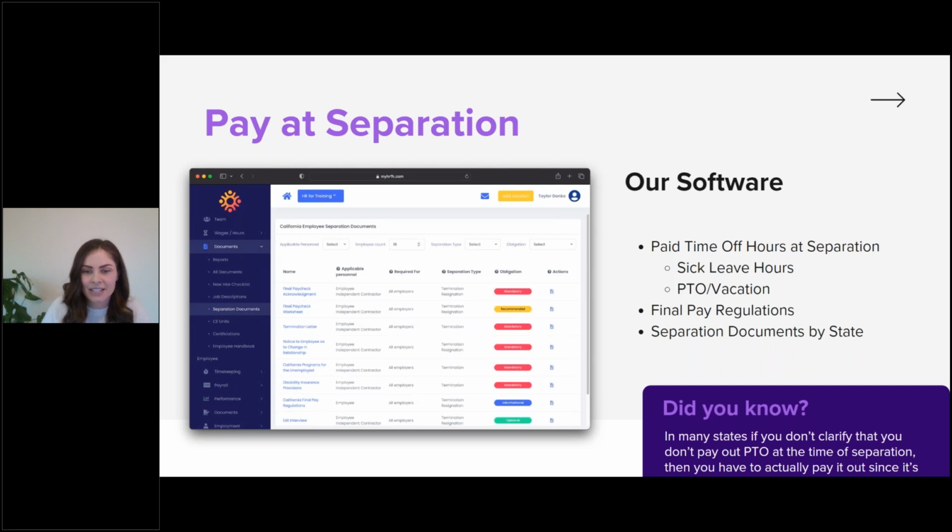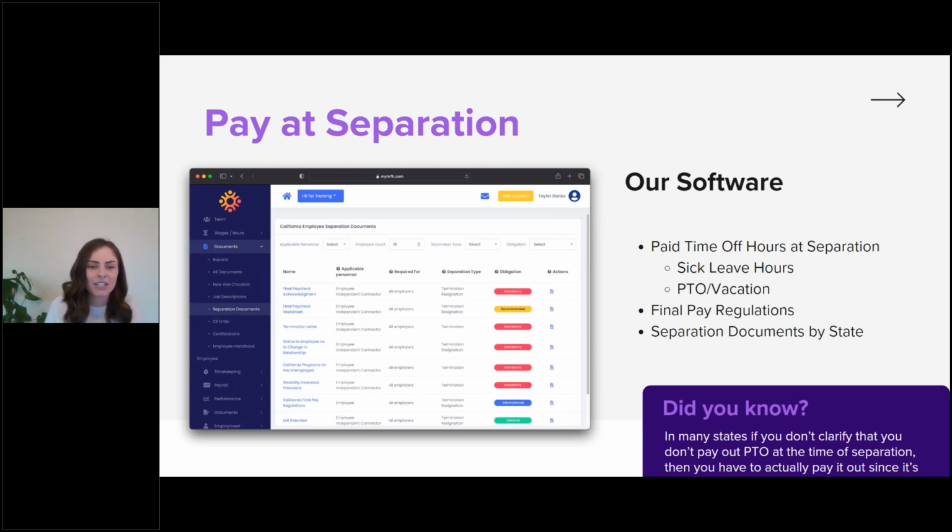In many states, and it's not a very well-known fact, they don't have a requirement to pay out PTO and vacation, but they do say if you don't clearly state in a policy that you do not pay at the time of separation, you may be required in that case to pay it out. So that's when the policy becomes even more important, because the state is saying, we don't actually require it, but you have to clearly state it in your policy. Otherwise, you have to pay.